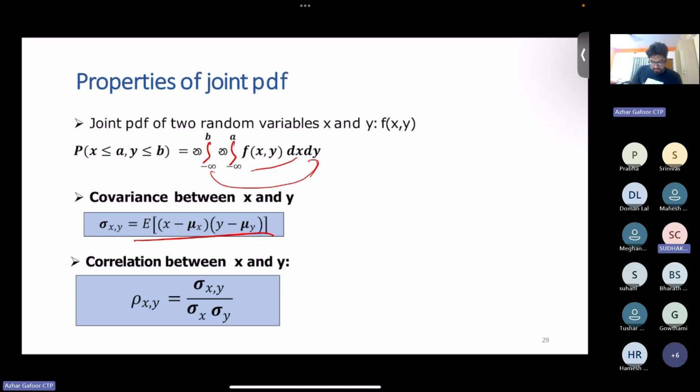Sir, what is the symbol before the integration, sir? That is some kind of typo error. Don't consider this. It's okay, sir. Okay, yeah. Minus infinity to b, minus infinity to a.